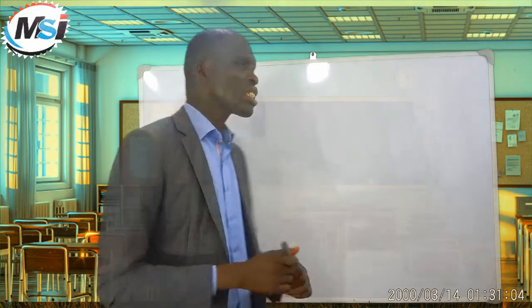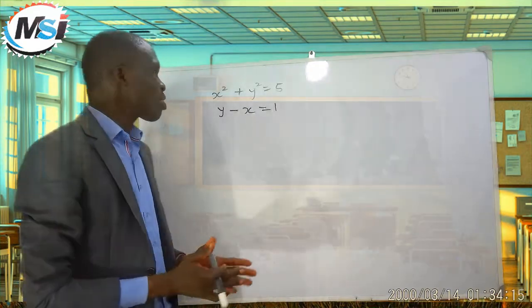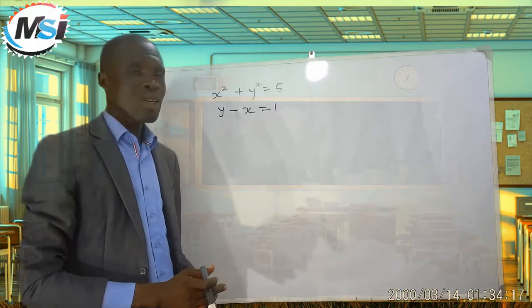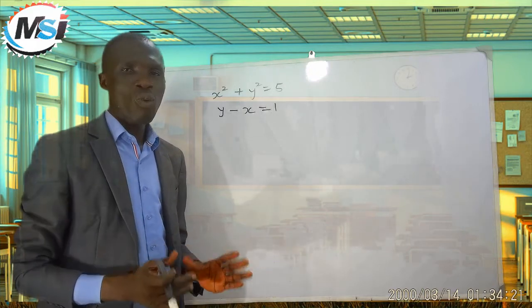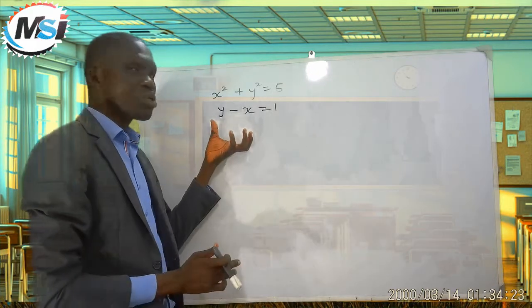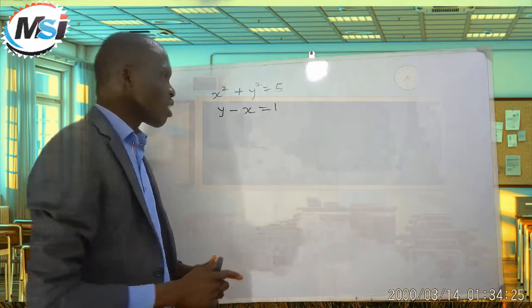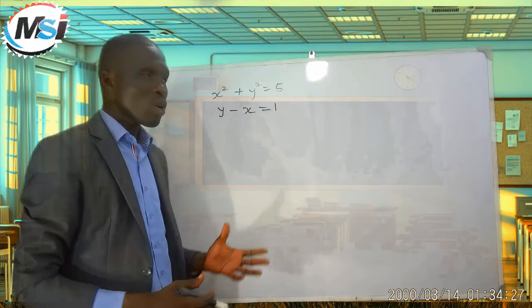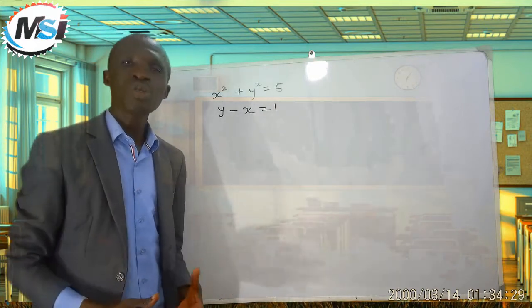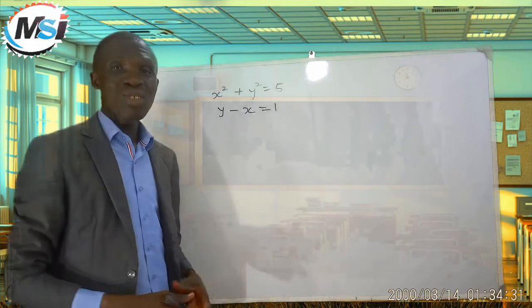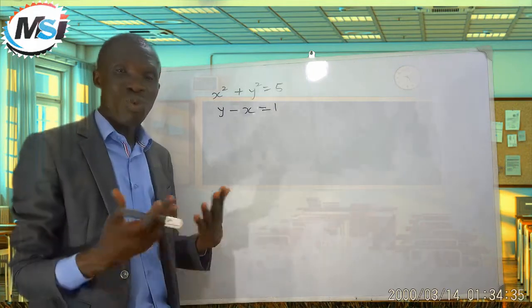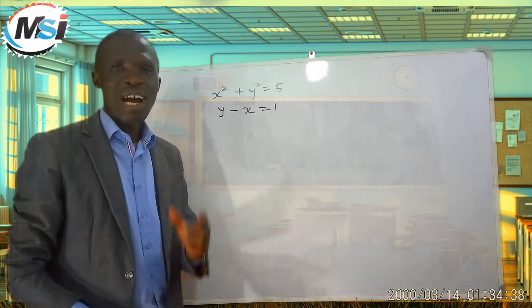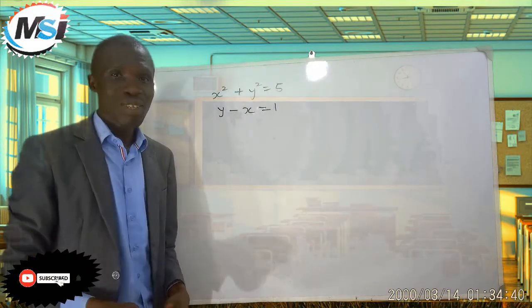The question is x squared plus y squared equals 5 and y minus x equals 1. Now we want to solve this question simultaneously. There are two methods we can use: the elimination method or the substitution method. I prefer using the substitution method, but if you decide to use the elimination method, we will still get the same answer. So let's solve this together.